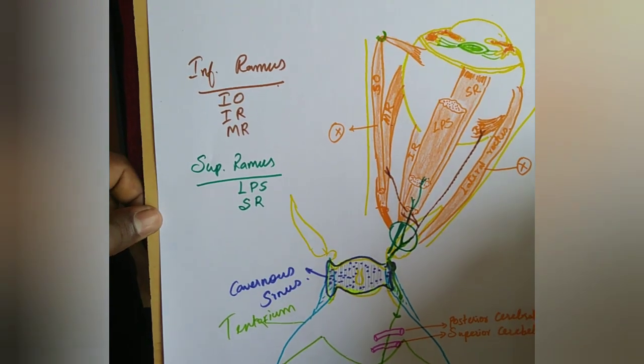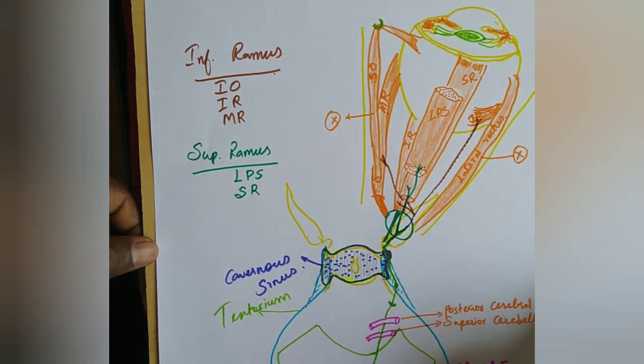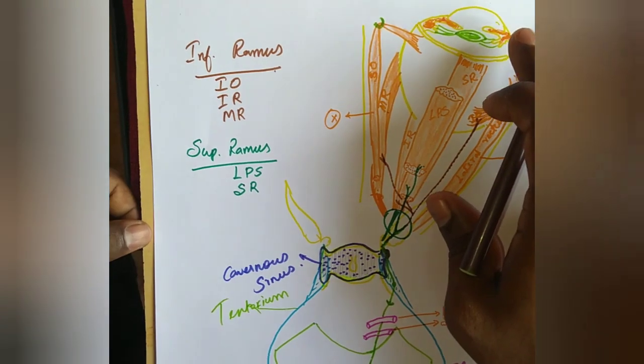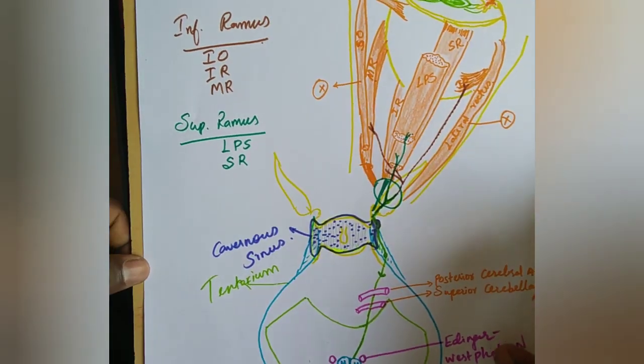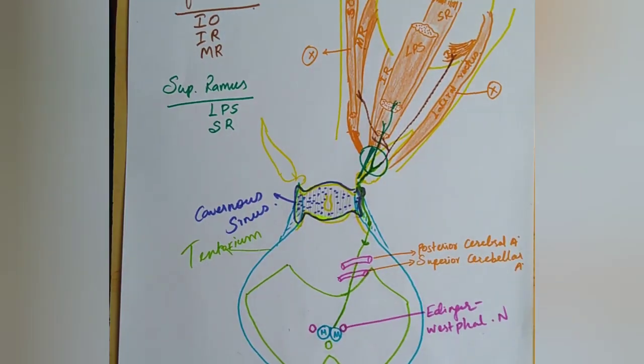Now we have to talk about the supply, that is the parasympathetic supply, which is coming from the Edinger-Westphal nucleus.